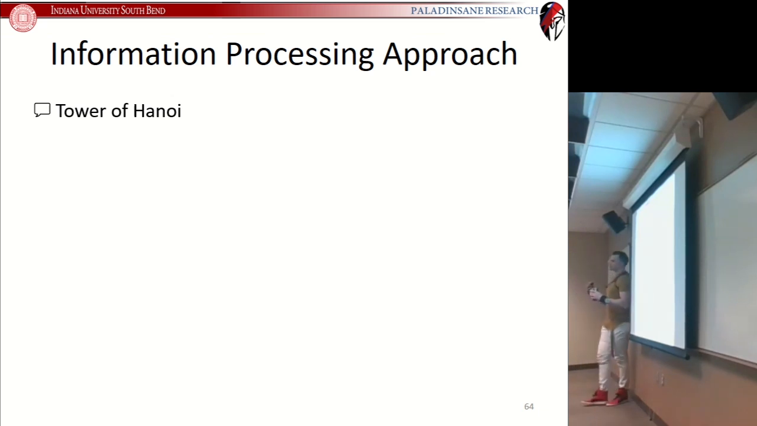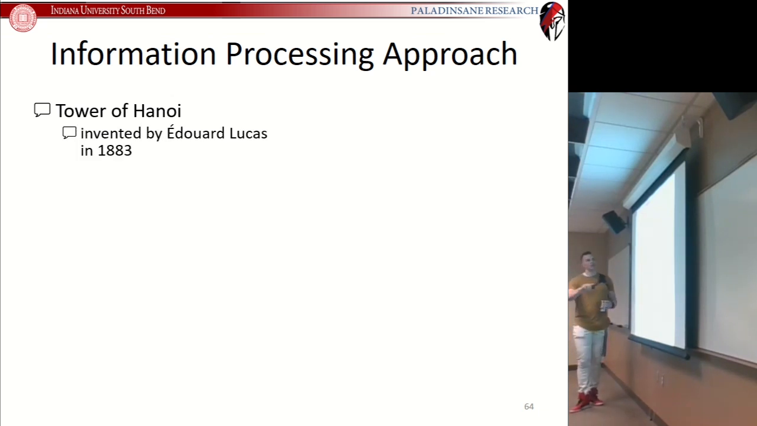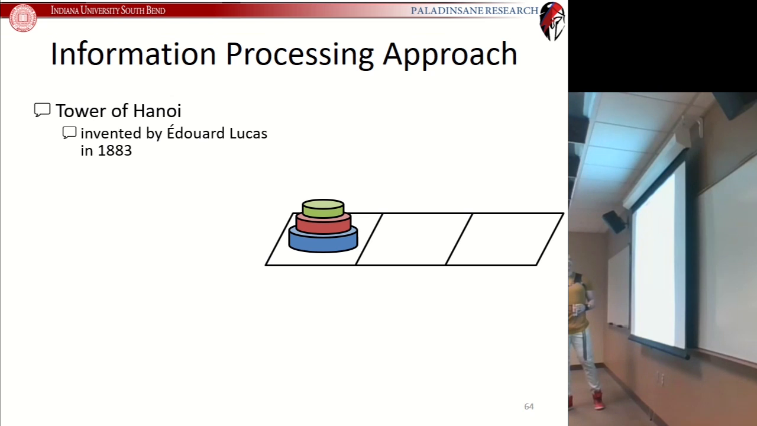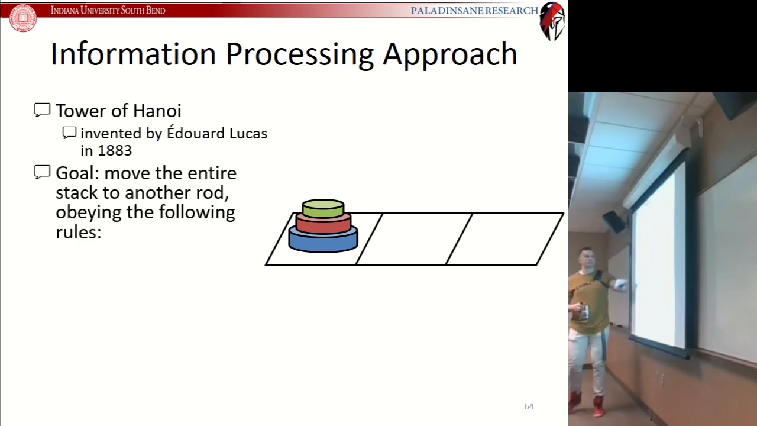One of the best illustrations of the information processing approach is the Tower of Hanoi. So how do we solve this Tower of Hanoi problem? This was invented by Edward Lucas in 1883. And the problem is that you have a series of disks stacked on top of each other where each disk is smaller than the one beneath it. And you need to move the entire stack to another rod, or in this case, another space. But there are very specific rules on what you can do.